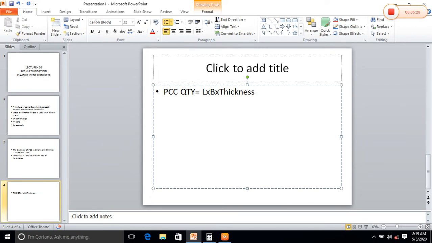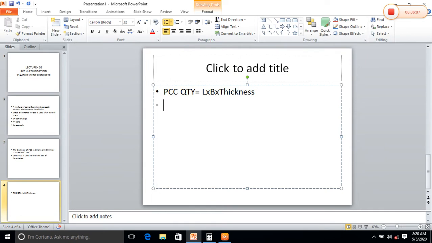All these units will be same. If you take in meter, inches or feet, whatever, the units should be same. Means thickness of PCC should be same as the unit of length and breadth. Okay, so this is formula for PCC quantity. Okay, now we will solve an example.